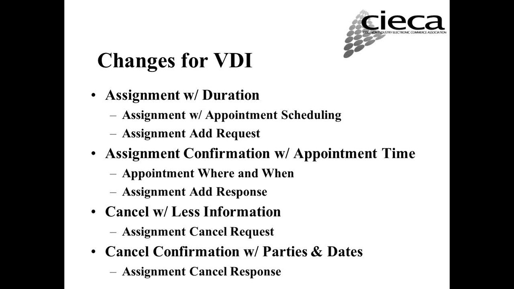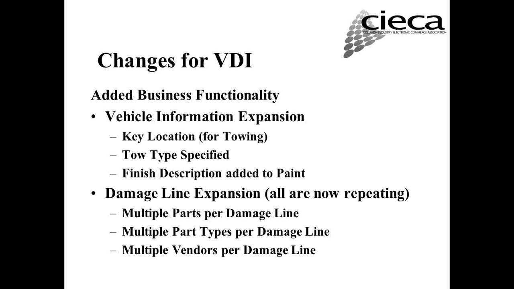The assignment cancel requests were changed to reduce the information required, as these are not needed in the cancellation of a towing assignment. However, more information is needed in the assignment cancel response message, which now includes dates and parties relating to the cancellation. The Vehicle Damage and Imaging Committee improved the towing messages and added keys location elements to the vehicle information aggregate, and also added a towing type. Examples being a heavy or light tow or a motorcycle tow.